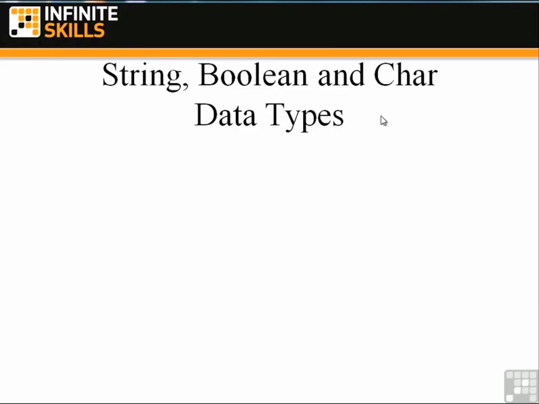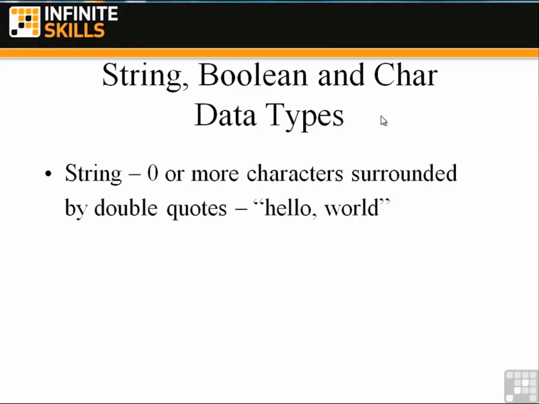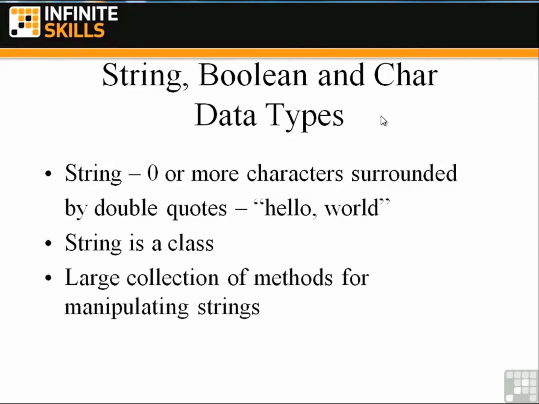In this lesson, we're going to be looking at 3 other data types: the string, the Boolean, and the char. A string is 0 or more characters surrounded by double quotes. So for example, the phrase "hello world," when surrounded in double quotes, becomes a string. The string data type is a class, and what that means is that there's a large collection of methods or functions that we can use to manipulate strings.